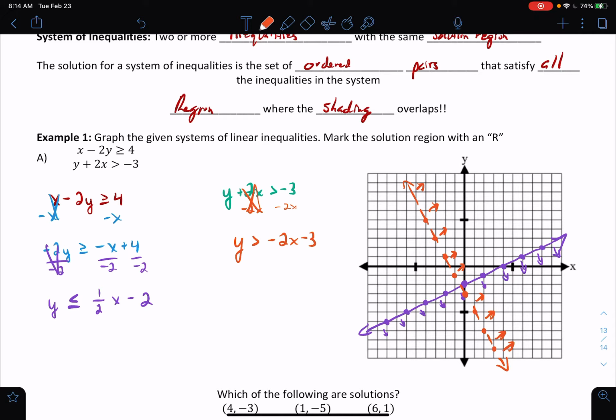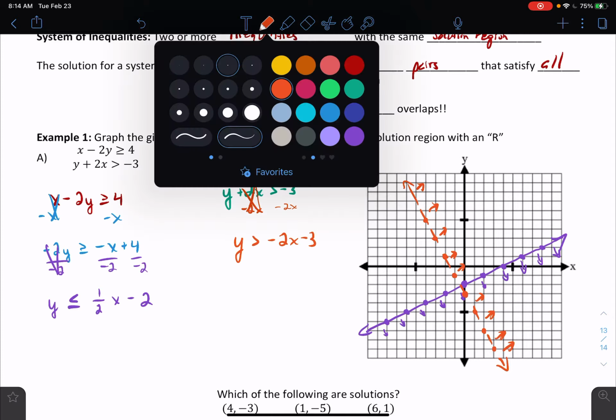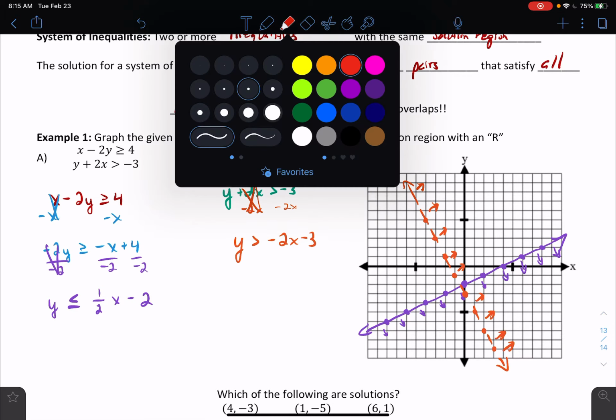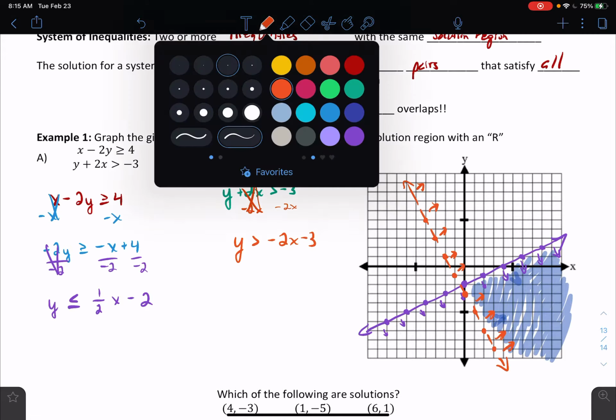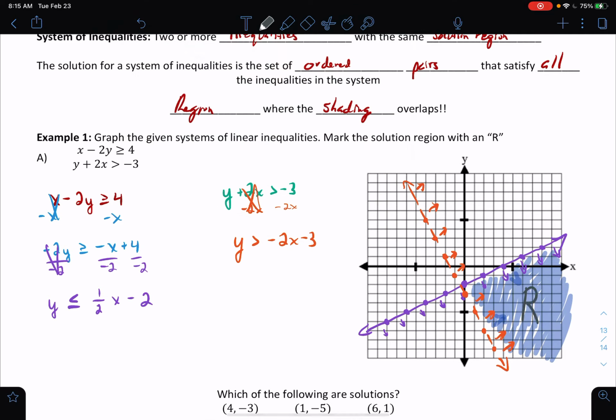All right, so now we need to identify what the solution region is. And the solution region is where they overlap. Well, notice down here, this goes up and this goes down, meaning that these are going to overlap. So this is going to be my solution region. I will label it with an R. And that's saying anything that falls in that region will satisfy the inequality.